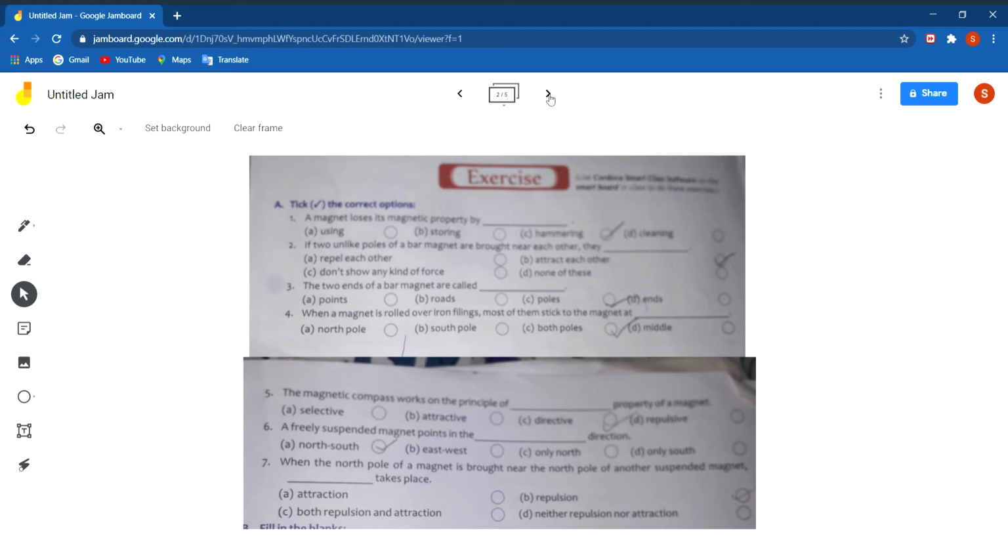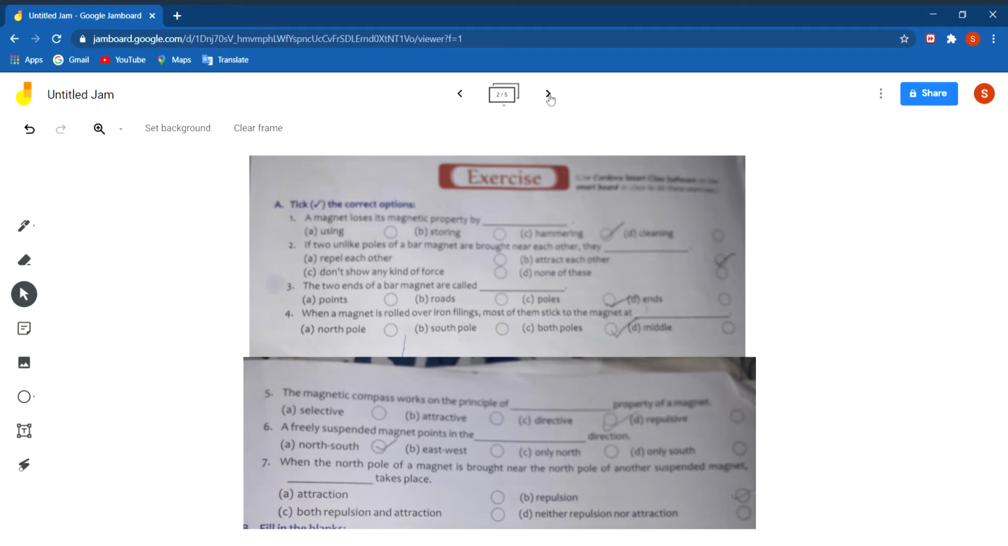Question number 1: a magnet loses its magnetic property by option 1 using, option 2 storing, then hammering and cleaning. So you all know that a magnet loses its magnetic property by hammering. Then question number 2: if two unlike poles of a bar magnet are brought near each other, you know that unlike poles attract each other, so they will attract each other. The two ends of a bar magnet are called, what are the ends of a magnet called? The ends of a magnet are called poles. So the correct option is poles.